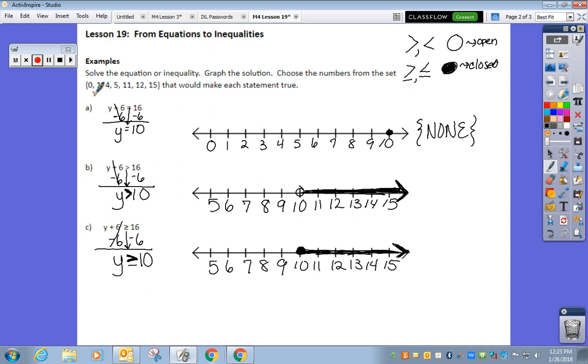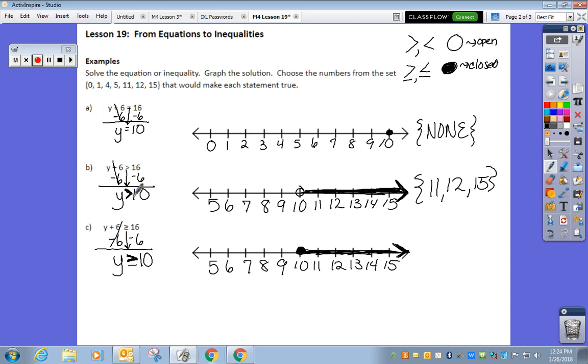So if I look at the numbers, I would see all of these numbers are less than 10, so they would not be included. However, the next set of numbers here, 11, 12, and 15, are greater than 10. So 11, 12, and 15 would be numbers from the set that would make this true. You can also plug in each number to kind of check it.